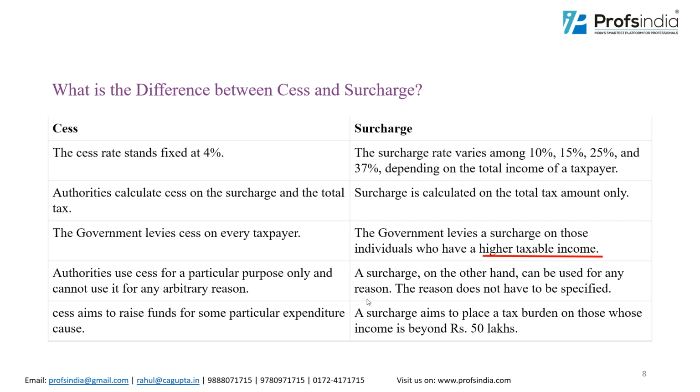Here, authorities use cess for a particular purpose only and cannot use it for any arbitrary reason. Surcharge, on the other hand, can be used for any reason. The reason doesn't have to be specified.